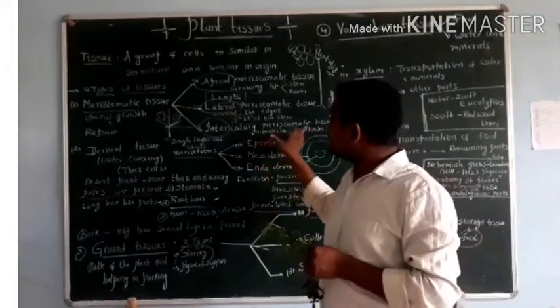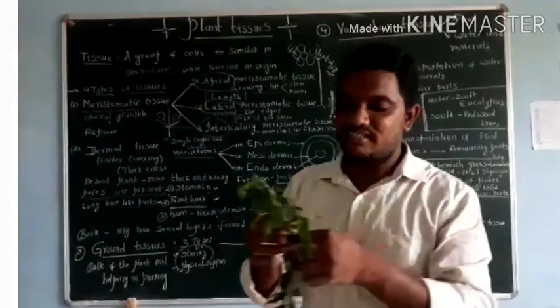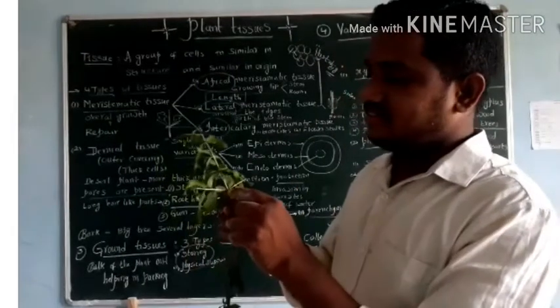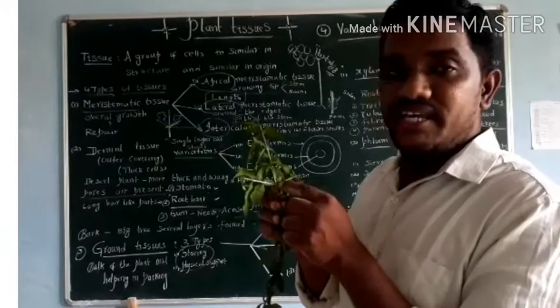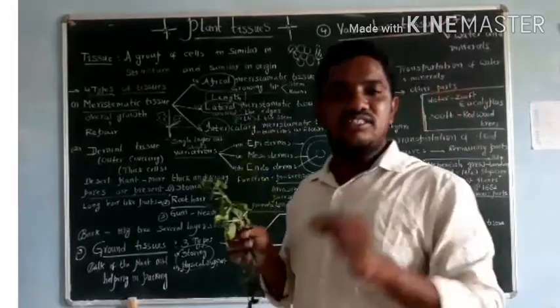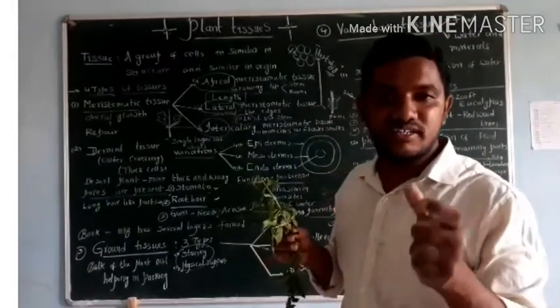Third one, intercalary meristematic tissues. These are present where branches are arranged and where leaf stalks are arranged. That place contains intercalary meristematic tissues.